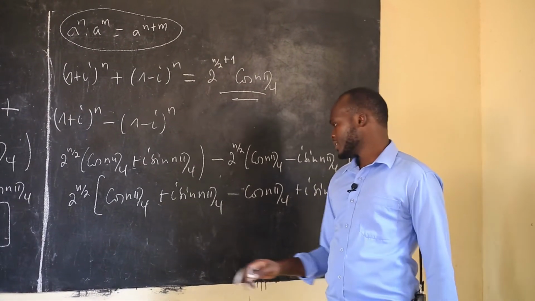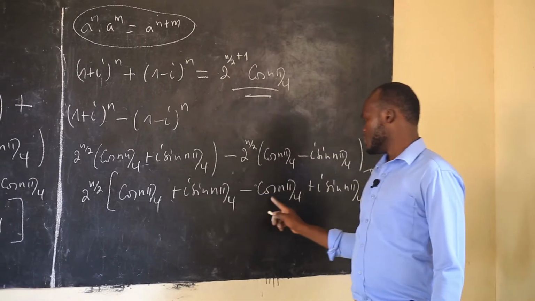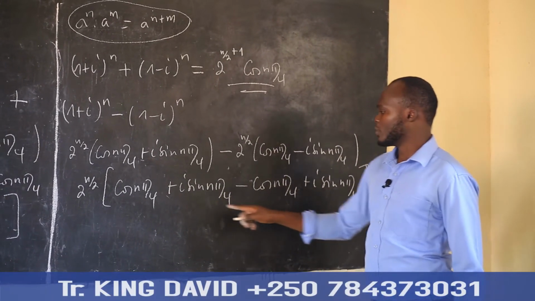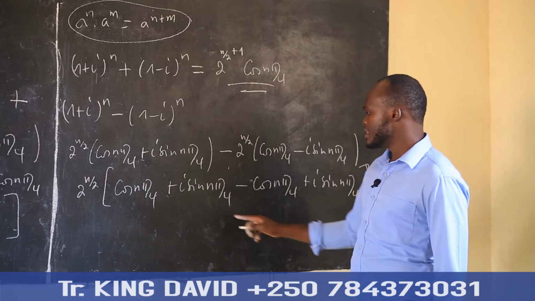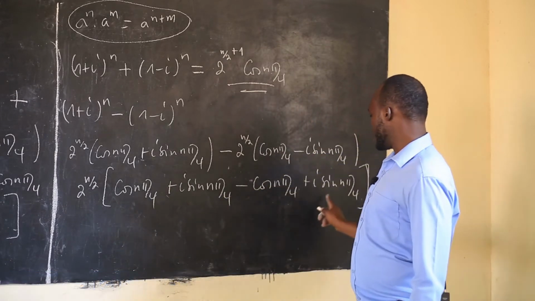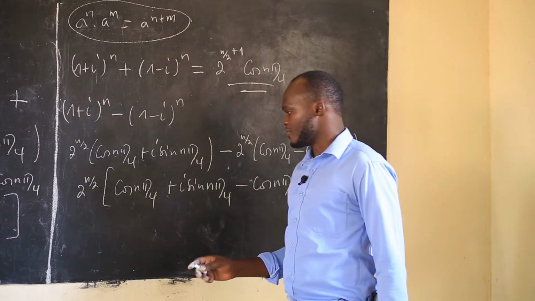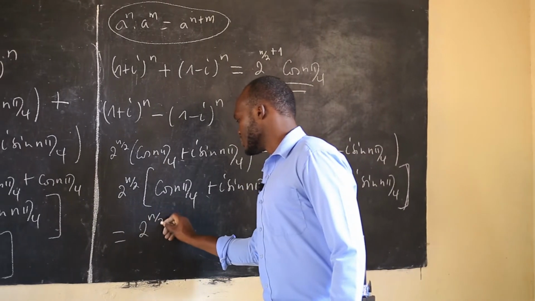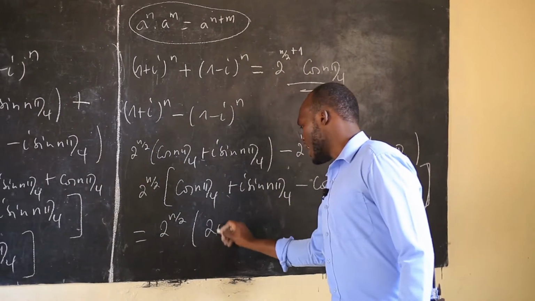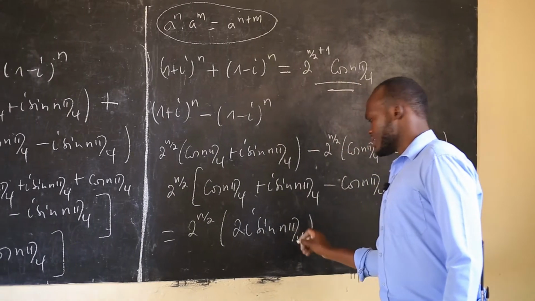So look here. The real part, this cos n pi over 4 with cos n pi over 4: cos n pi over 4 minus cos n pi over 4, that is 0. i sine n pi over 4 plus i sine n pi over 4, that is 2i sine n pi over 4. So finally the answer is 2 power n over 2 into bracket 2i sine n pi over 4. So what does it mean?